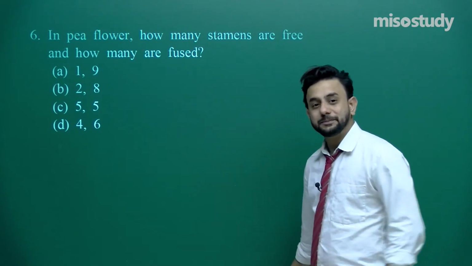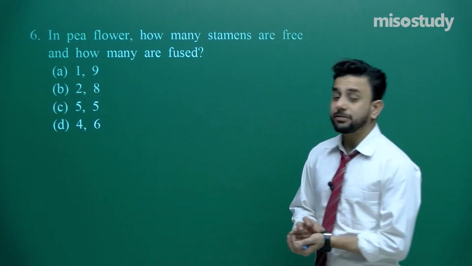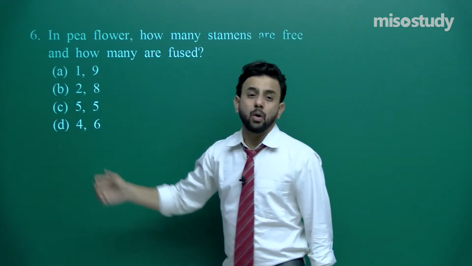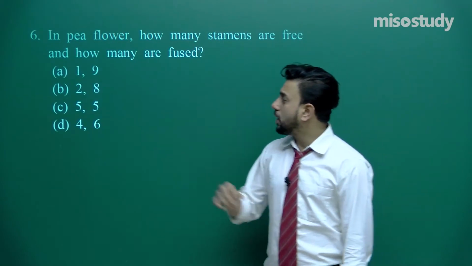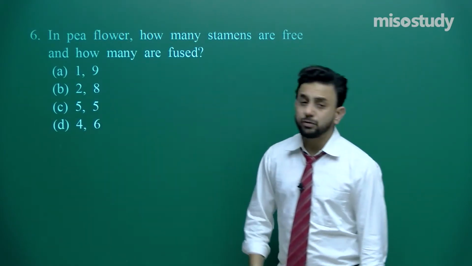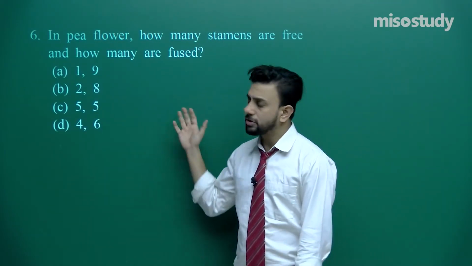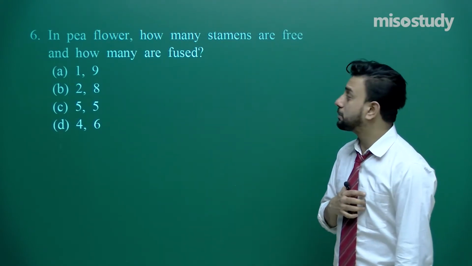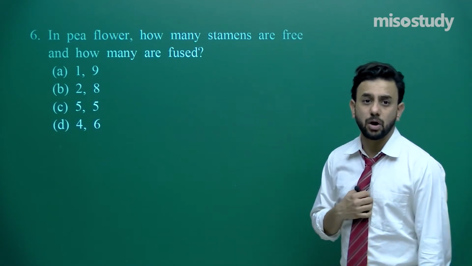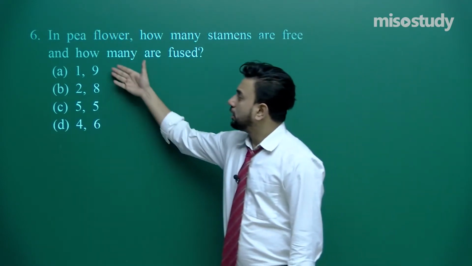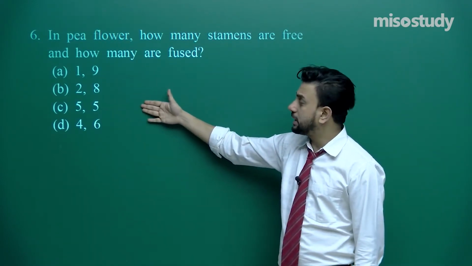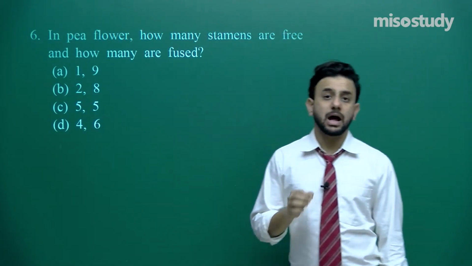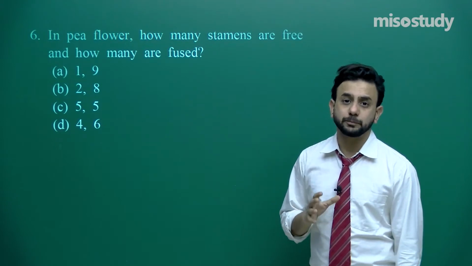So my dear friends, let us see the options. The options are: A, 1 and 9; B, 2 and 8; then 5 and 5; and 4 and 6. Definitely one thing is clear from these options. If you do not know anything, one thing you will get to know from these options is that the pea flower has 10 stamens in all. 1 plus 9 is 10, 2 plus 8 is 10, 5 plus 5 is 10, 4 plus 6 is 10. So there are 10 stamens in the pea flower, and you have gained this knowledge right now.